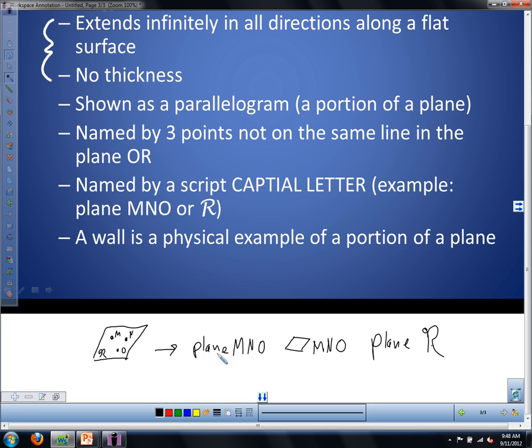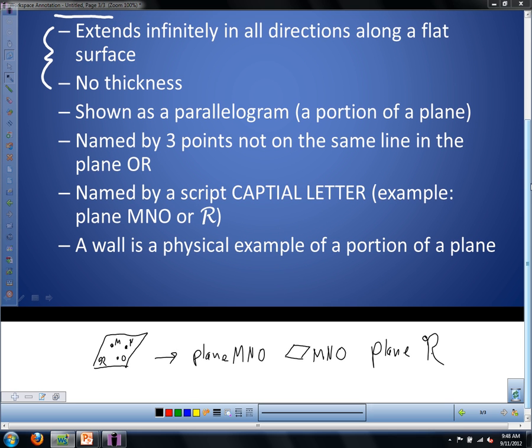A non-example would be something curved. A line or a point are non-examples of planes. Lines and points are not planes. The plane has to be something that's flat and extends in all directions. Questions on planes?